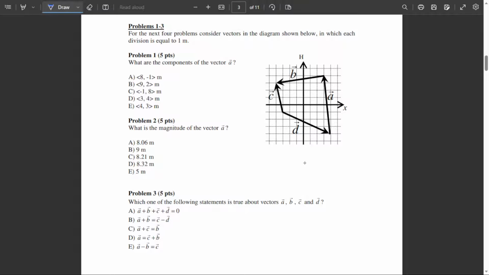So, right here is our vector A. It goes 1 over to the left and 8 up. So, in the x direction, our x component will be -1, because we want 1 meter to the left. And in the y direction, the component will be +8, because we want 8 meters up. So, our answer is C.